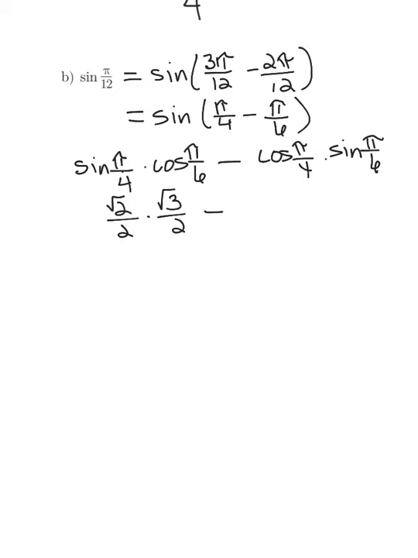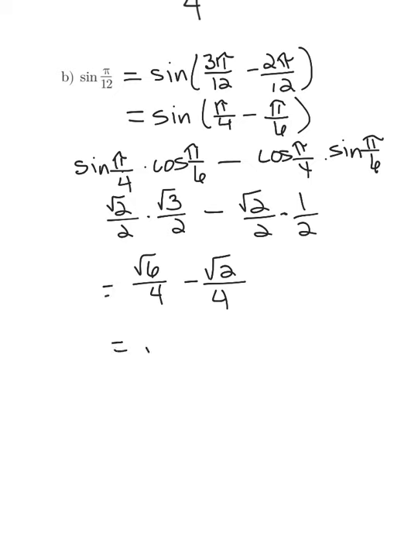Minus cosine of pi over 4 is also square root of 2 over 2, and the sine of pi over 6 is 1/2. If we do our multiplying, we are going to have the square root of 6 over 4 minus the square root of 2 over 4. And because we have a common denominator, we can write that as one fraction, the square root of 6 minus the square root of 2 over 4.